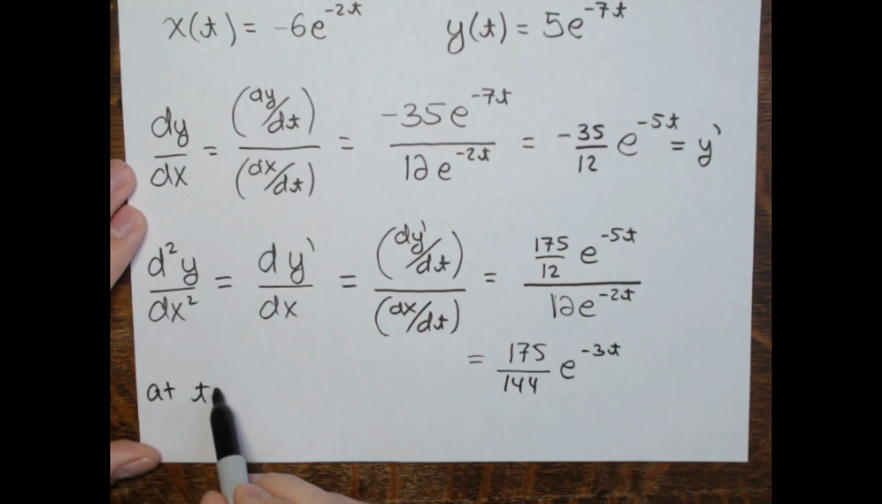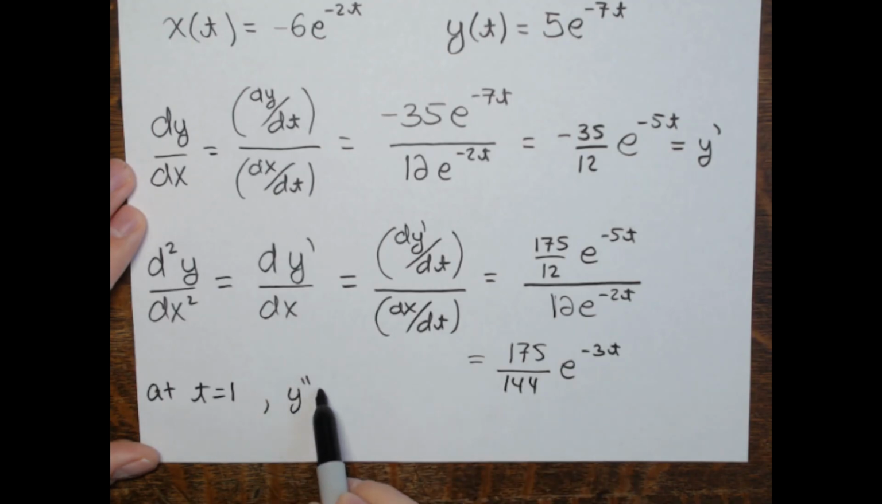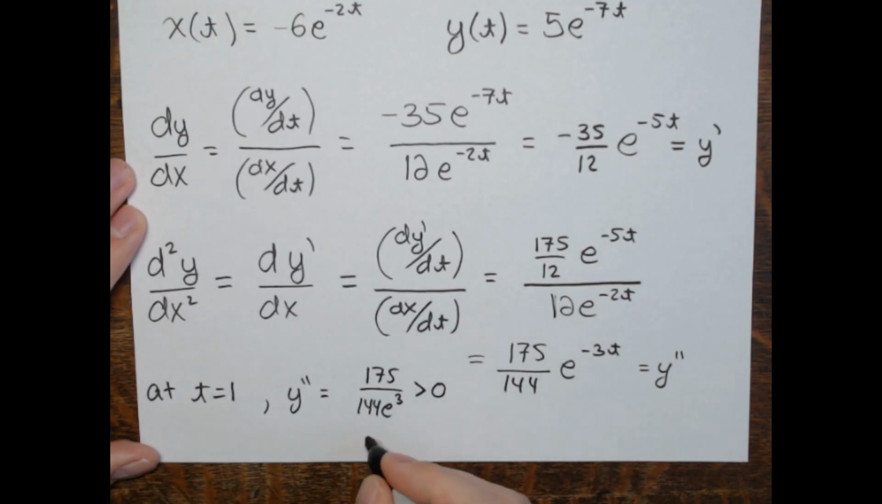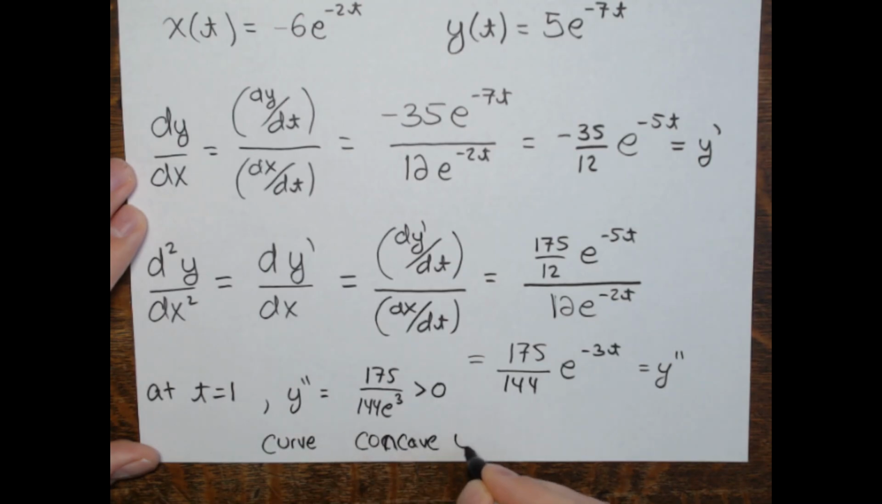And then at t equals 1, y double prime equals 175 over 144 times e to the negative 3, which is 1 over e cubed. So this is 175 over 144 e cubed, which is a positive number. So the curve is concave up at that point, doing something like that.